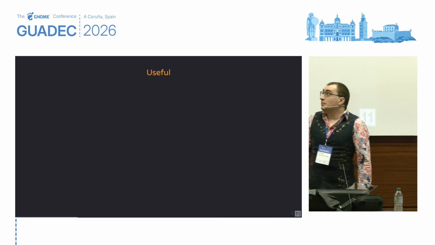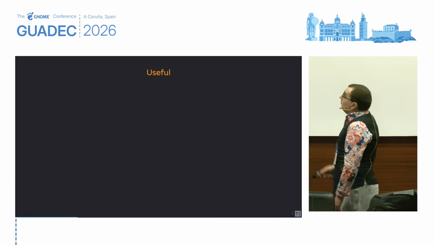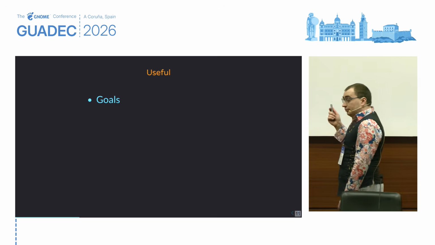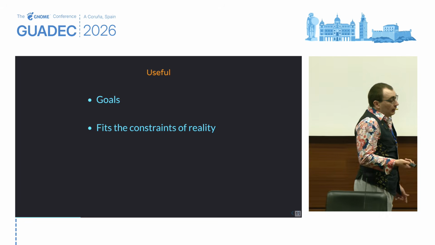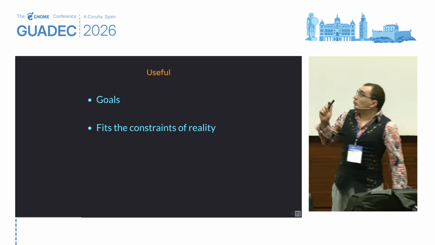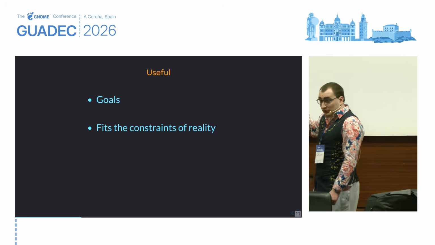So what does useful mean? To get to useful, we need to have some goals. What do we want? What is it that we are trying to achieve, right? And we need to have something that fits in the constraint of reality.